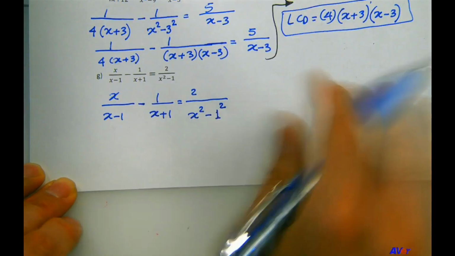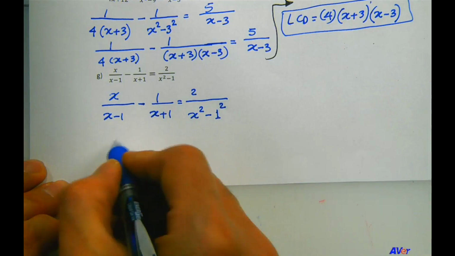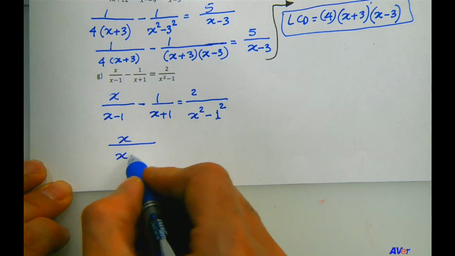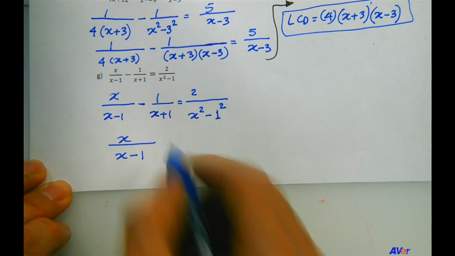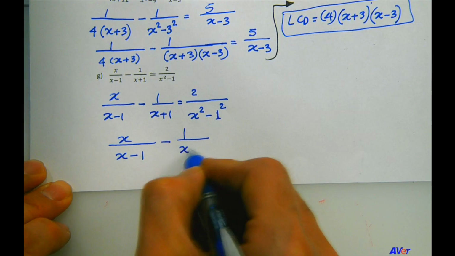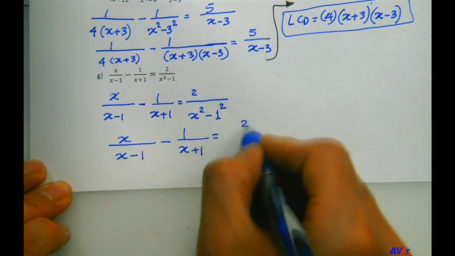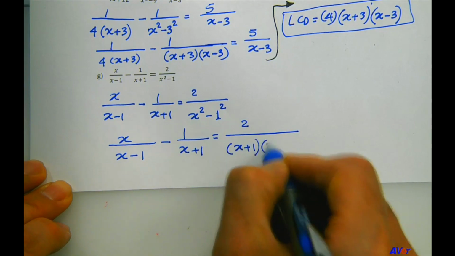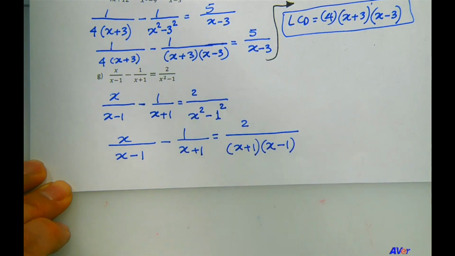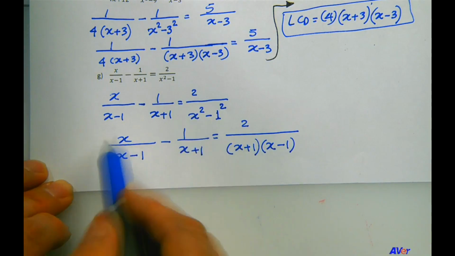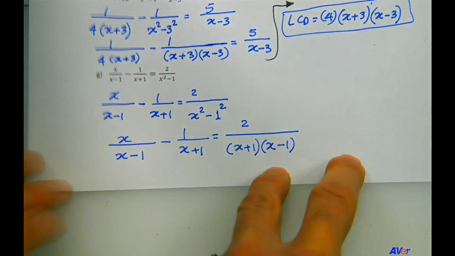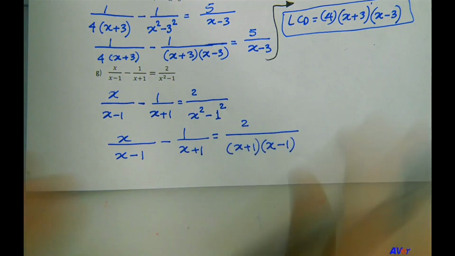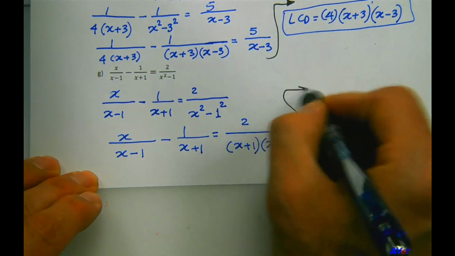Okay, so let's do that here. Then, factoring these two are fine. So we write down x over x minus 1 minus 1 over x plus 1 equals 2 divided by x plus 1 times x minus 1. Right? Have we factored all the denominators as much as they can be factored? Yes. Can we now look for the LCD? Yes. So let's do that.